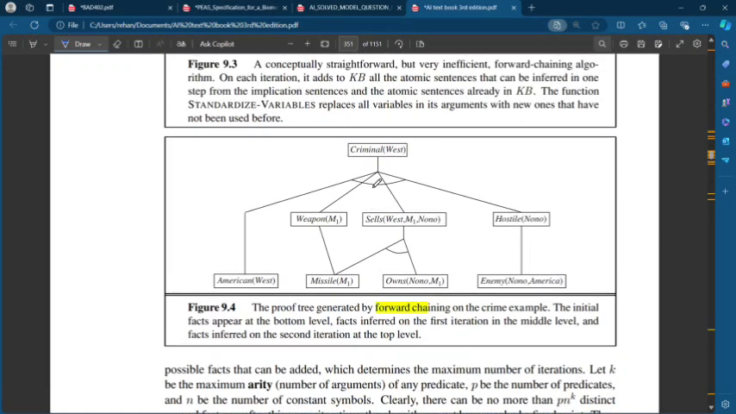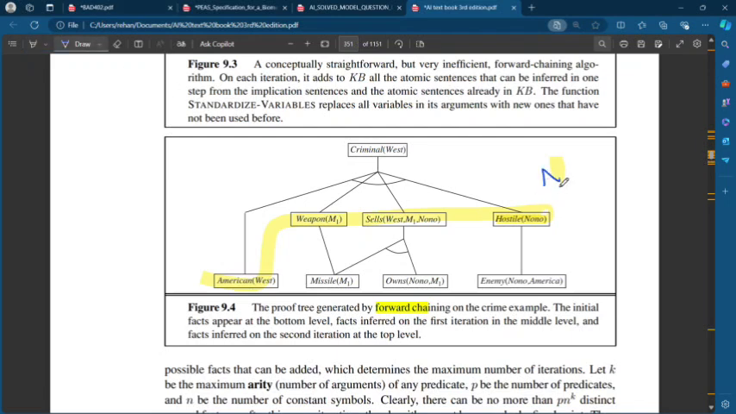So what we do, we remove clauses like this. Criminal is West, and if American is West and criminal is West, one by one. This thing is for AND, so all of these things are in AND. First, we'll derive that criminal West, or American West and weapon M1 and sells West M1 to Nono and hostile is Nono, which means hostile of Nono means Nono is a hostile country.